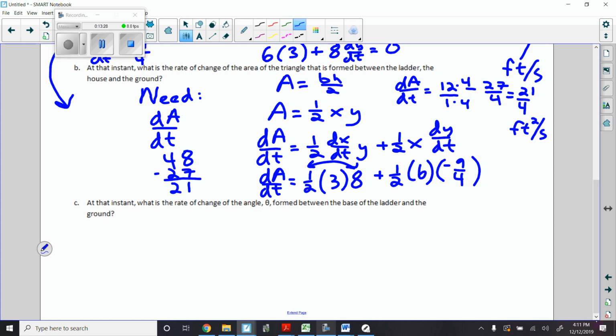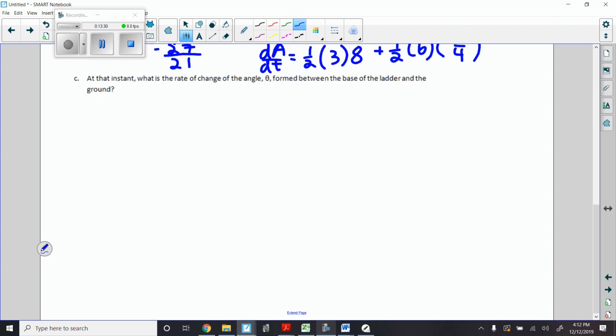Okay, the last thing here. At that instant, what is the rate of change of the angle theta? Okay. Again, here's my sketch. I've got 10, y, and x. Theta is between the base of the ladder and the ground. So theta would be down here. So what I need is d theta dt.